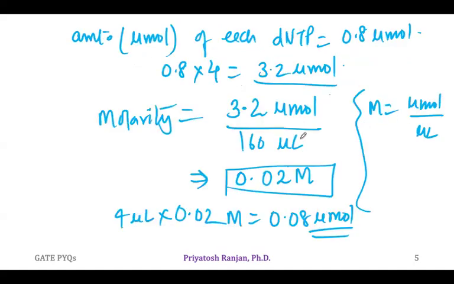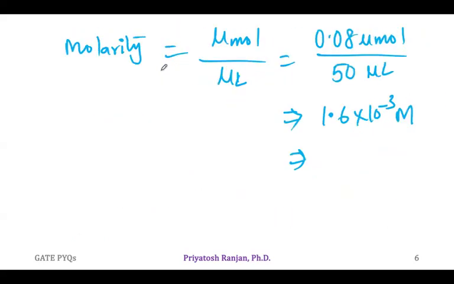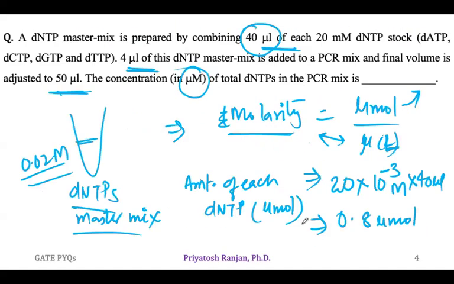We need to mention our answer in micromolar. Remember, 1 molar is equal to 10 raised to power 6 micromolar. So 1.6 into 10 raised to power minus 3 into 10 raised to power 6, which is going to be 1.6 into 10 raised to power 3, or 1600 micromolar. So your final answer is going to be 1600 micromolar, because that's the same thing they have asked. 1600 micromolar. I hope this solution is clear to each and every one of you.